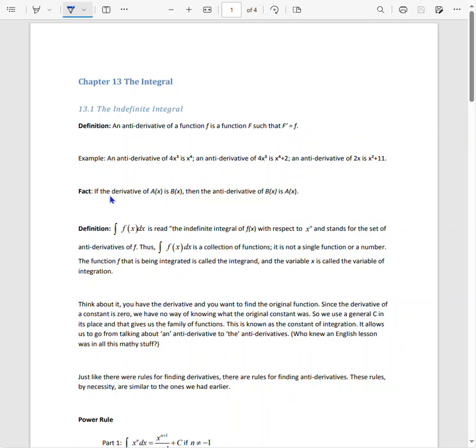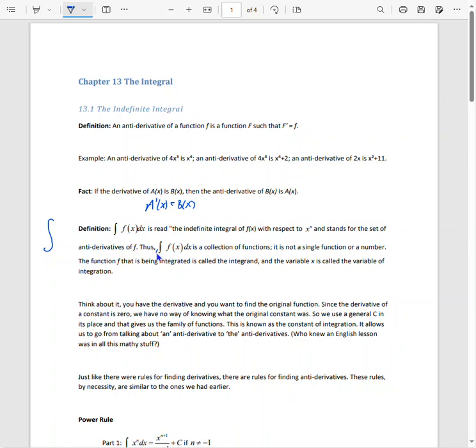So if the derivative of a of x is b of x, then the antiderivative of b of x is a of x. All right, so it goes the other direction. Now here's our symbology. It's an elongated S. It really is an S, and it's for sum, and we'll see that in a little bit. The integral of f of x dx is read the indefinite integral of f of x with respect to x, and stands for the set of antiderivatives of f.